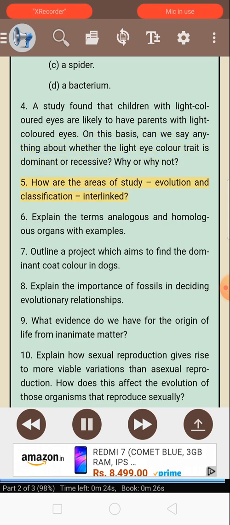5. How are the areas of study, evolution and classification interlinked? 6. Explain the terms analogous and homologous organs with examples. 7. Outline a project which aims to find the dominant coat color in dogs. 8. Explain the importance of fossils in deciding evolutionary relationships. 9. What evidence do we have for the origin of life from inanimate matter?